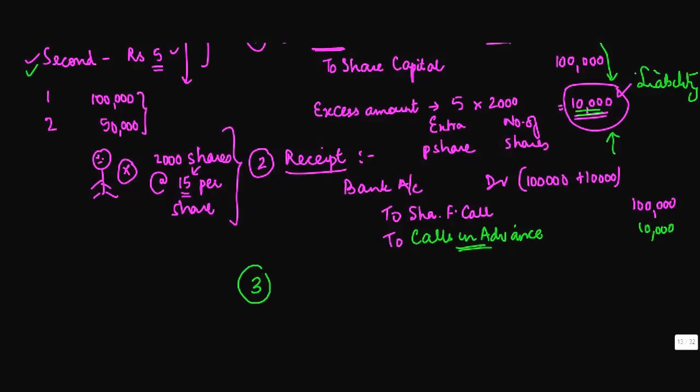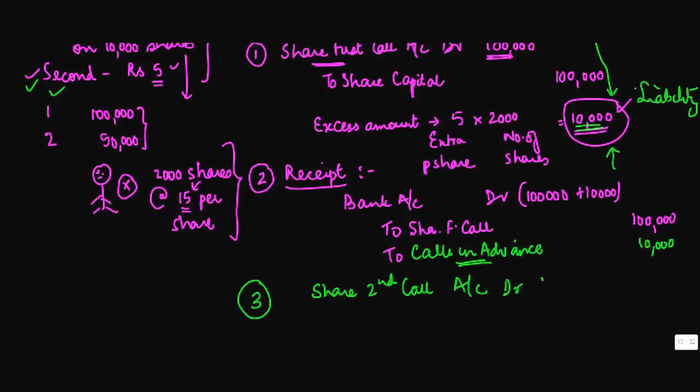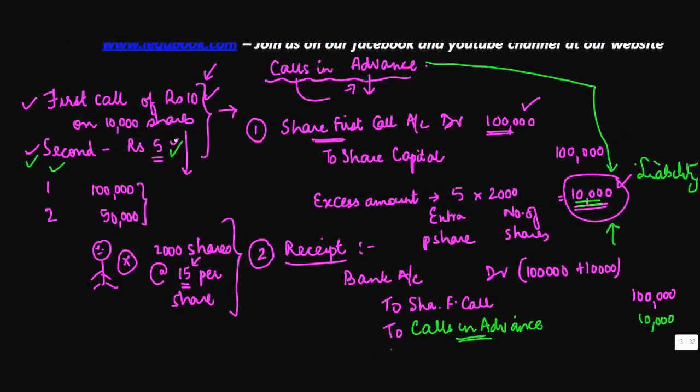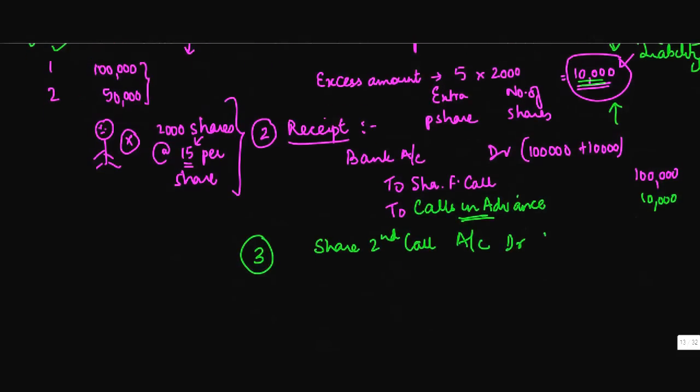Now, finally, when you make the second call, what will you do? At that time, you will debit share second call account. So it's at the rate of 5 rupees on 10,000 shares, 50,000 to share capital.